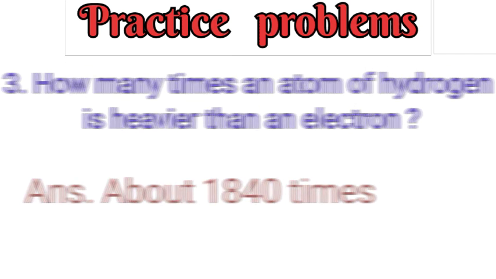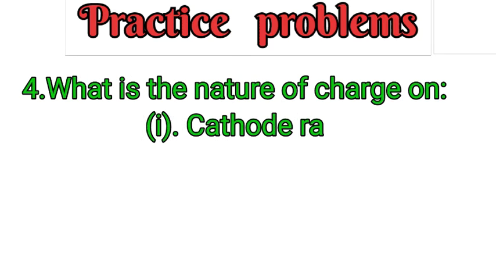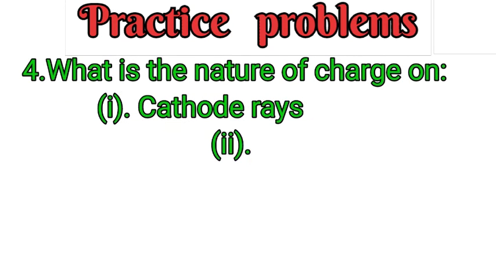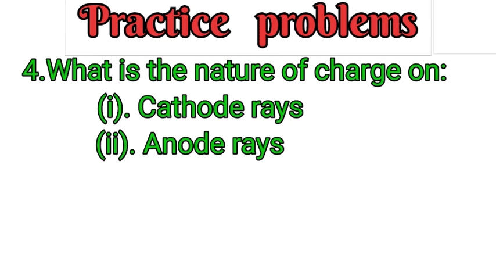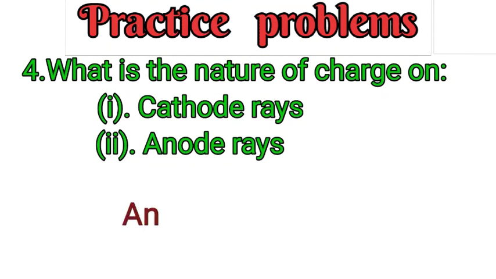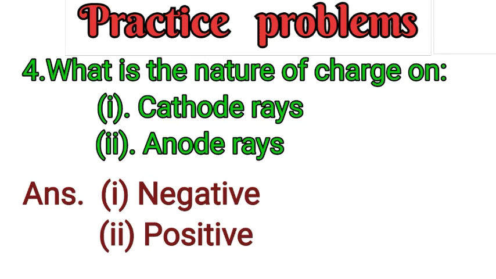Okay, next question. What is the nature of charge on cathode rays and anode rays? So again, this is a very simple one and you can easily answer this, isn't it? So the answer for this will be cathode rays are negatively charged and anode rays are positively charged. Okay.